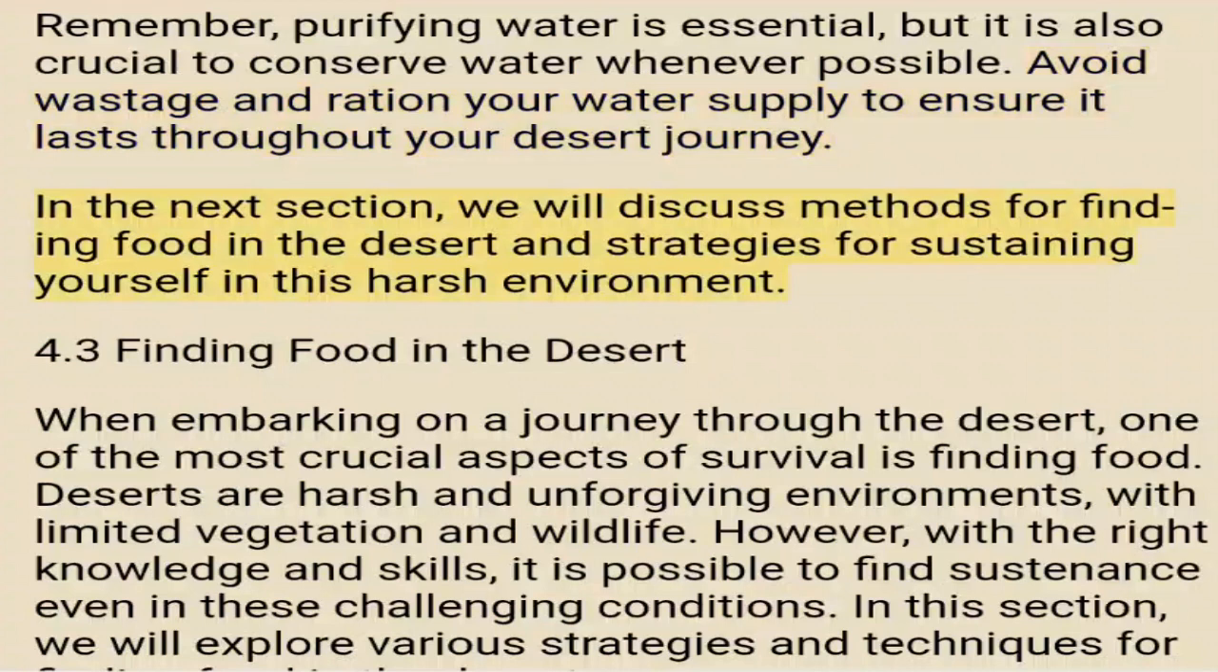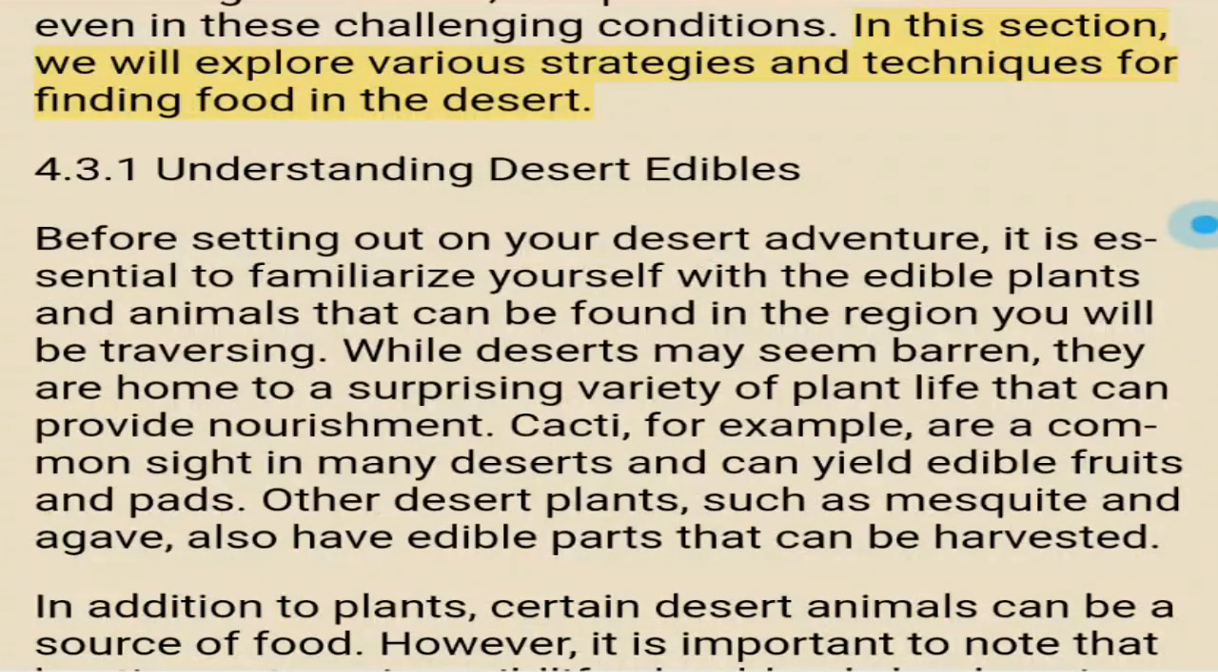In the next section, we will discuss methods for finding food in the desert and strategies for sustaining yourself in this harsh environment. 4.3 Finding food in the desert. When embarking on a journey through the desert, one of the most crucial aspects of survival is finding food. Deserts are harsh and unforgiving environments, with limited vegetation and wildlife. However, with the right knowledge and skills, it is possible to find sustenance even in these challenging conditions. In this section, we will explore various strategies and techniques for finding food in the desert.